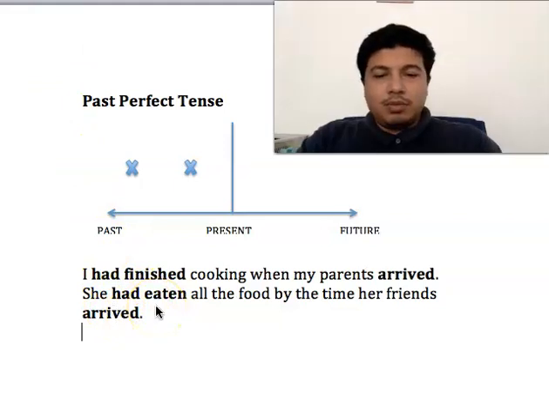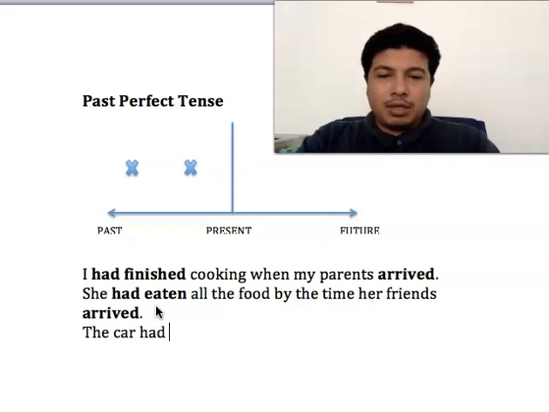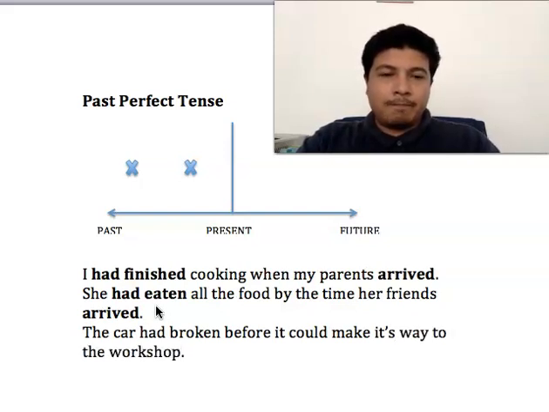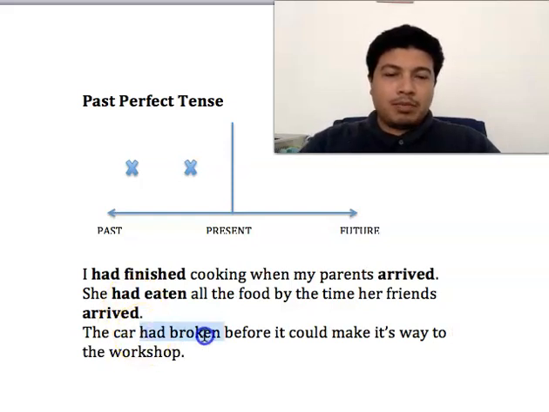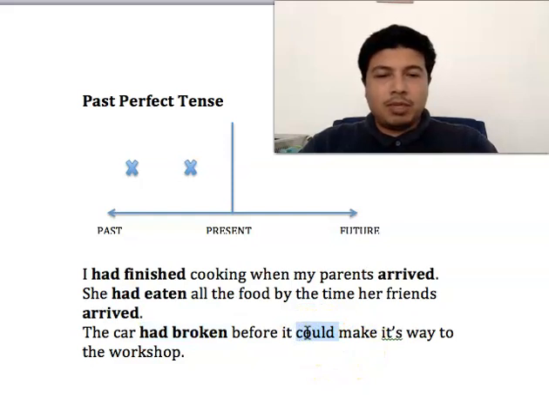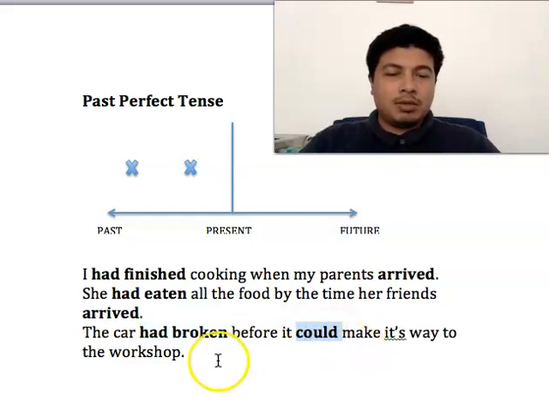So another example would be, for example, when we say the car had broken before it could make its way to the workshop. So the car had broken. So broken happened first, so it is past perfect tense. And then before it could make its way to the workshop.